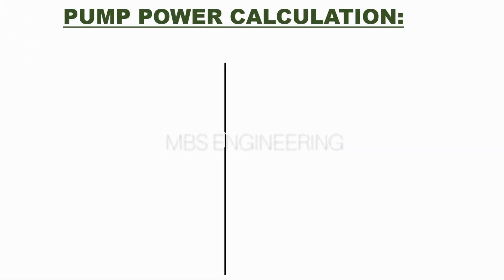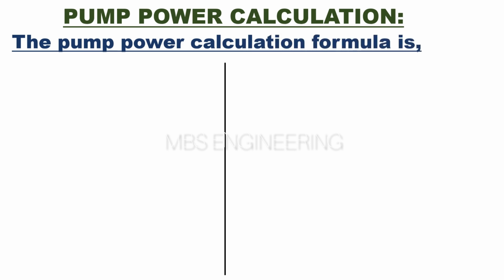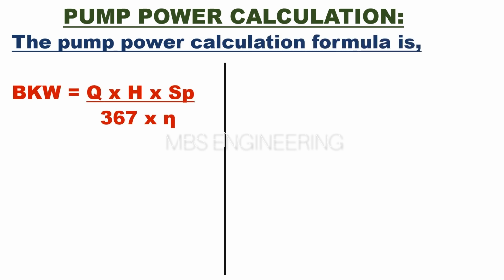Next, we learn the formula for the pump power calculation for the centrifugal pump. The pump power calculation formula is BKW equals Q into H into specific gravity, and the obtained value is divided by 367 into eta.